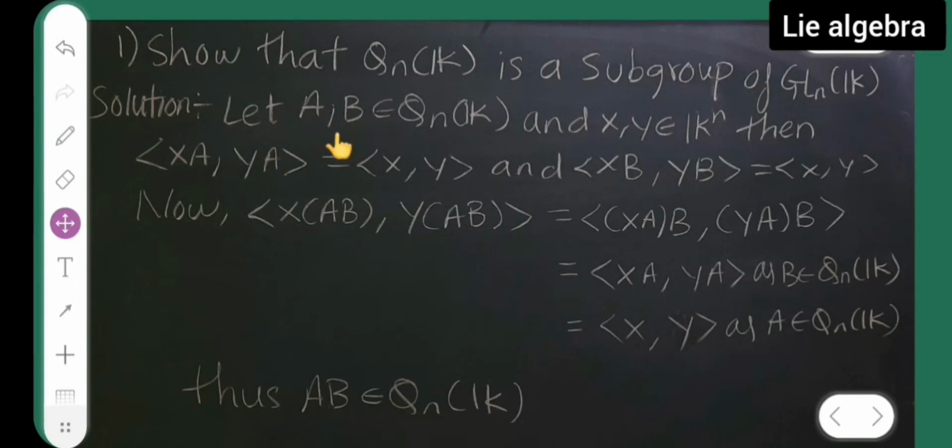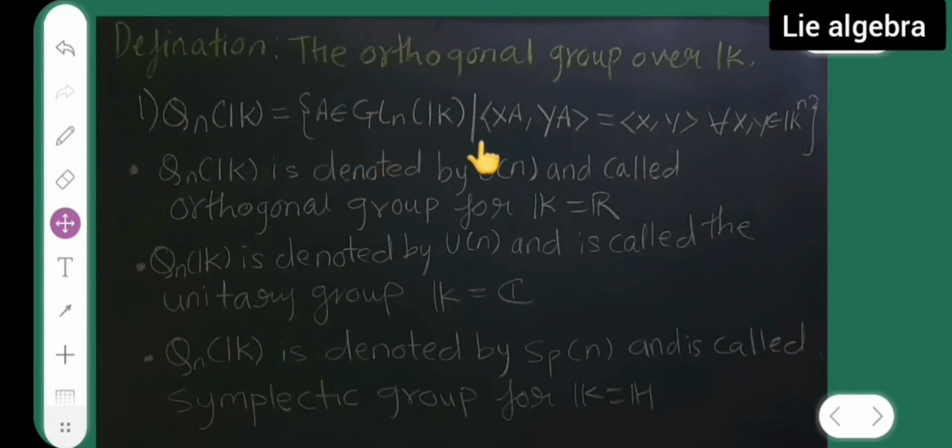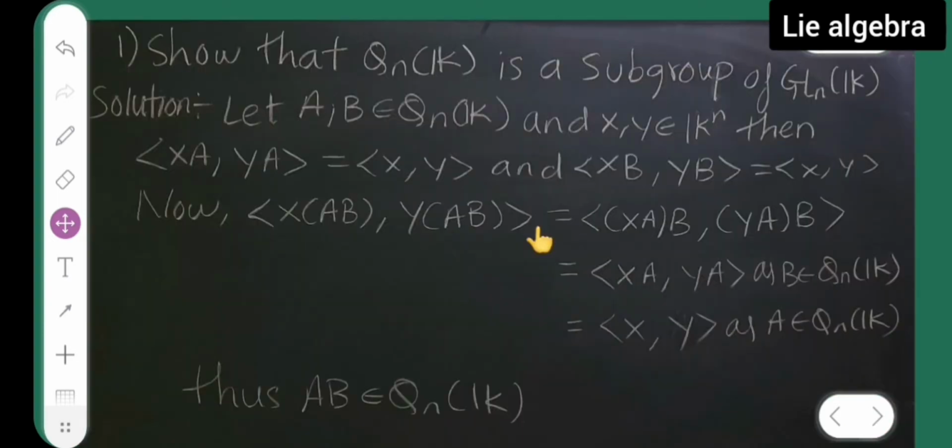Solution: let A comma B belong to Qn of K, and x comma y belong to Kn. Then the inner product of xA comma yA is equal to x comma y. This definition you have to apply here. So the inner product of xA comma yA is equal to the inner product of x comma y, and the inner product of xB comma yB is equal to the inner product of x comma y.